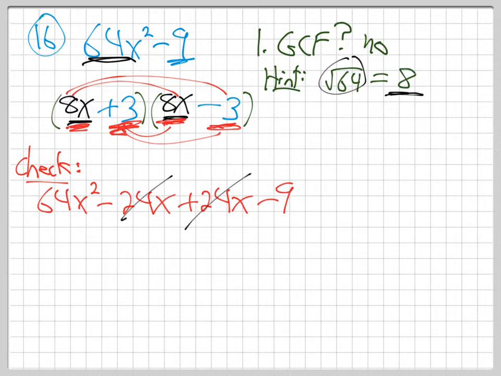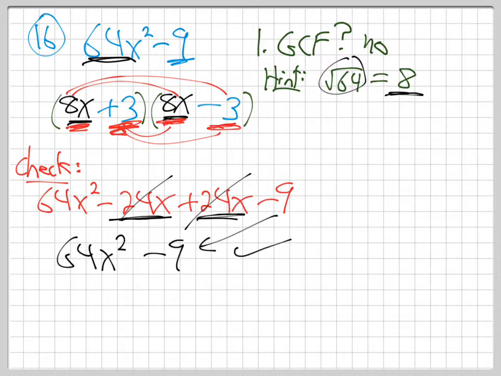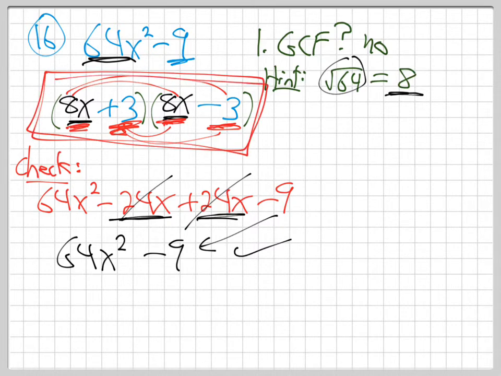Notice these cancel because they're one negative, one positive. And so we just get 64x squared minus 9. Check. That's the same as the original. It's working, so this is our answer. It is correct. And they're not the same thing twice. One's a plus 3, one's a minus 3. So we just leave it like that. There we go.